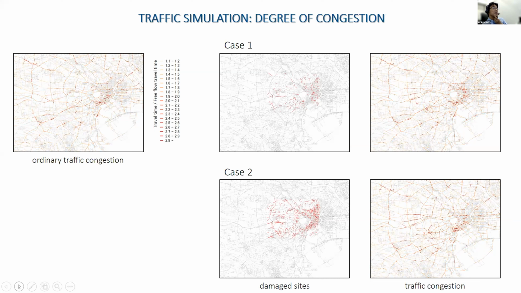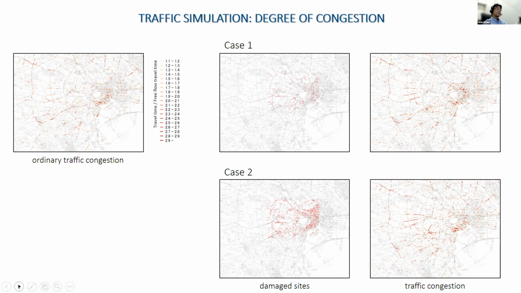Also, we can calculate the degree of congestion, and let me repeat. In these simulations, the distribution of the degree of congestion is not that bad, not as bad as expected using an ordinary conventional method of estimating the traffic damage.